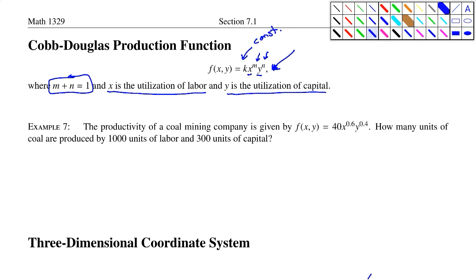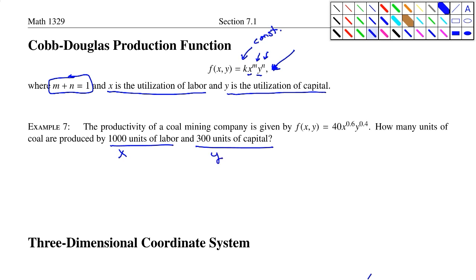Let's see this example. Example number 7. The productivity of a coal mining company is given by f of x comma y is equal to 40 times x to the 0.6 times y to the 0.4. How many units of coal are produced by 1,000 units of labor and 300 units of capital? So in this case, we know that x is labor and y is capital.